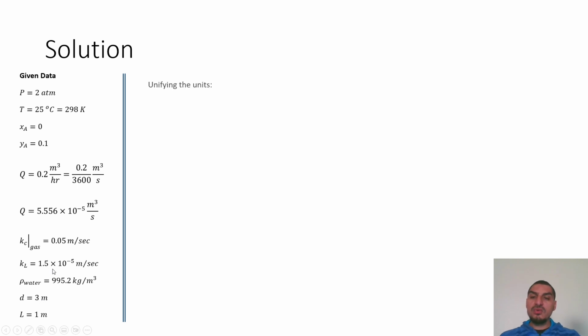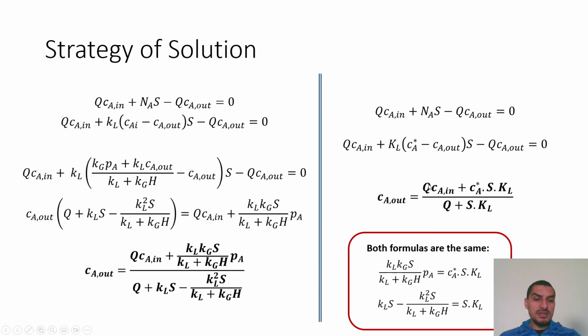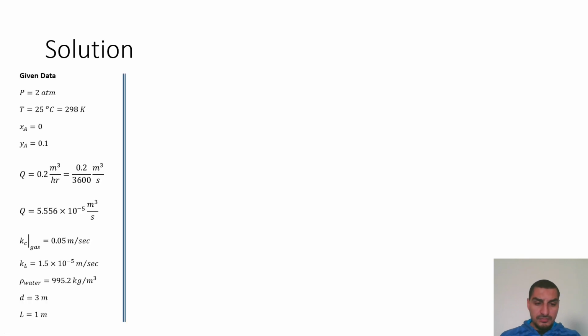So if we want to go back here and see what are the parameters that we don't know: I know the Q, I know CAN is 0, I know we need to calculate S, which is the cross-section area, and we need to calculate KL and CA star. So these are the three parameters that we need to calculate: CA star, S and KL. If we know them, we're done.